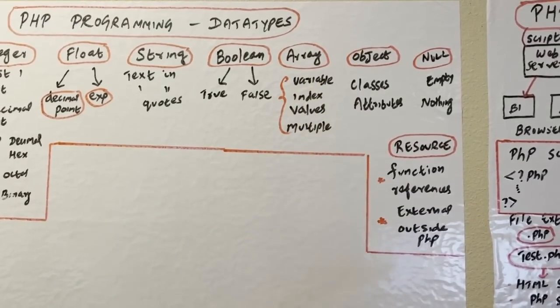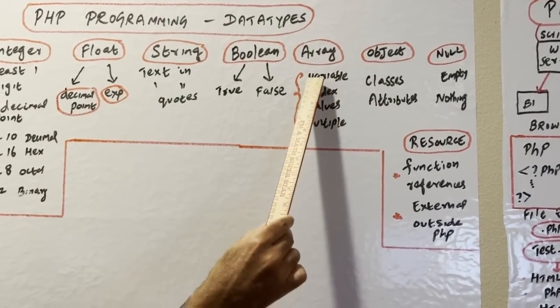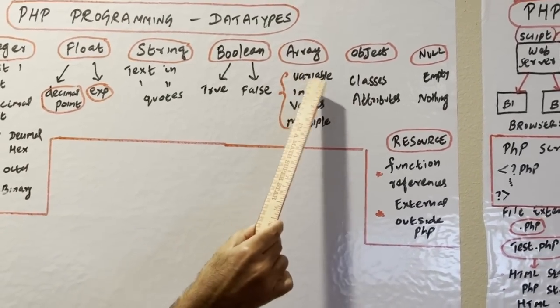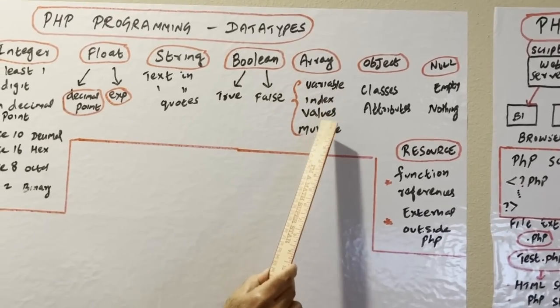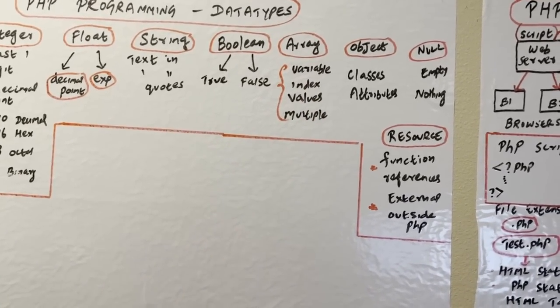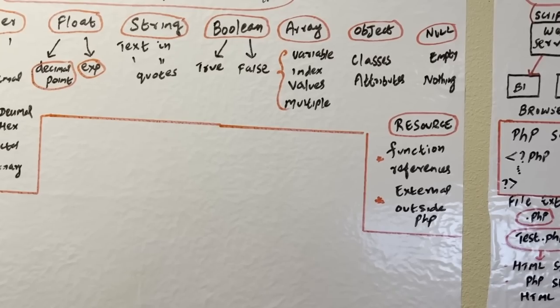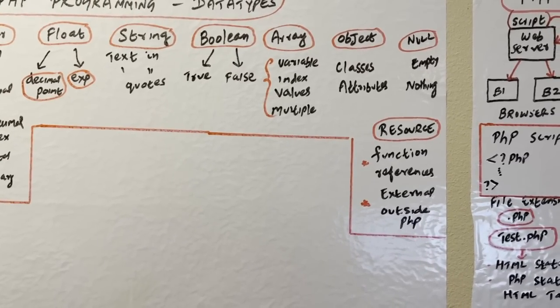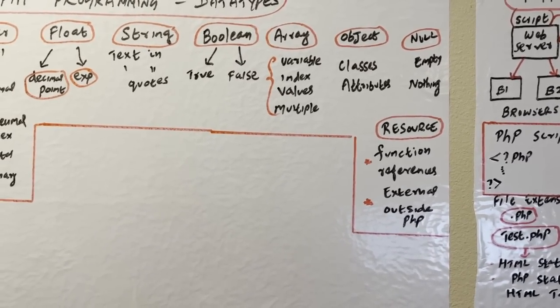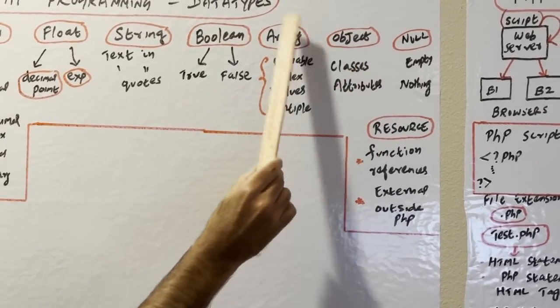Array, you know about array. Array, it has an index. Array is a variable which has multiple values. I explained arrays in different languages. Check my Java, C++, object-oriented videos. I have a separate video about object-oriented programming. There you can understand about objects and arrays.